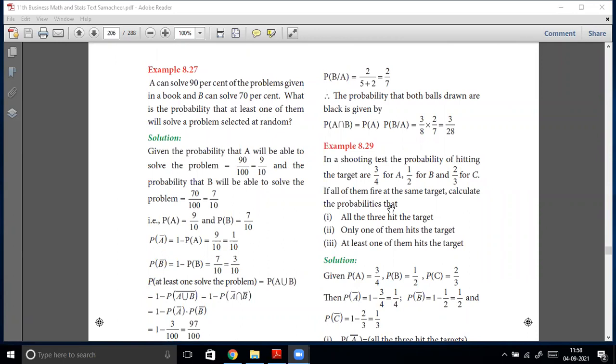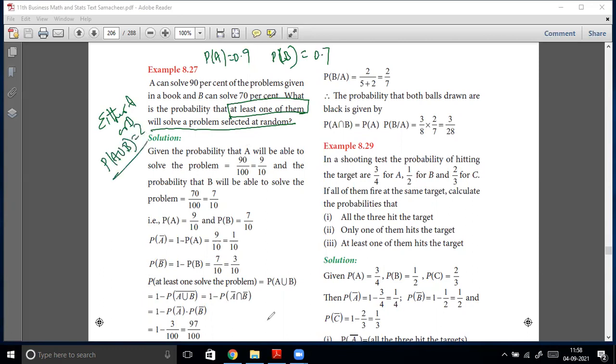Example 8.27. Now A can solve 90% of the problems given in the book, and B can solve 70% of the problems. Okay. And that means what is the probability of A? P of A is equal to 0.9 and P of B is equal to 0.7. That is given. What is the probability that at least one of them will solve a problem selected at random? At least one of them will means either A or B, which means P of A union B you have to find out. You understand?